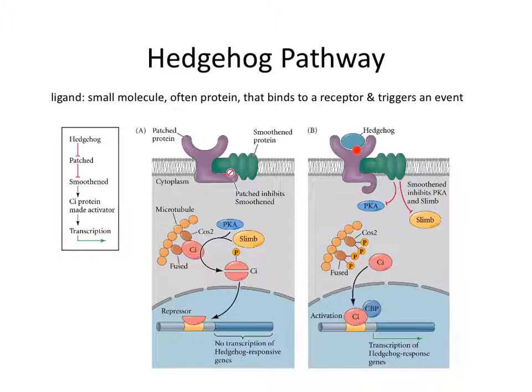When Hedgehog binds, then cubitus interruptus doesn't get cleaved, doesn't get cut in half. So the whole protein goes into the nucleus where it turns on transcription.